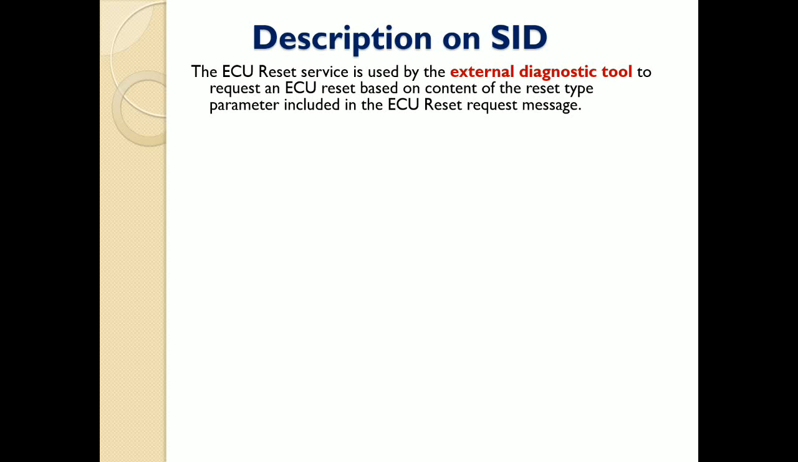ECU reset. What is ECU reset? As you are aware from the third tutorial of our series, you can easily understand what ECU reset is. ECU reset is nothing but a general reset, like what we do when we restart your mobile or restart your PC. That is what ECU reset is, a similar way of resetting the ECU.